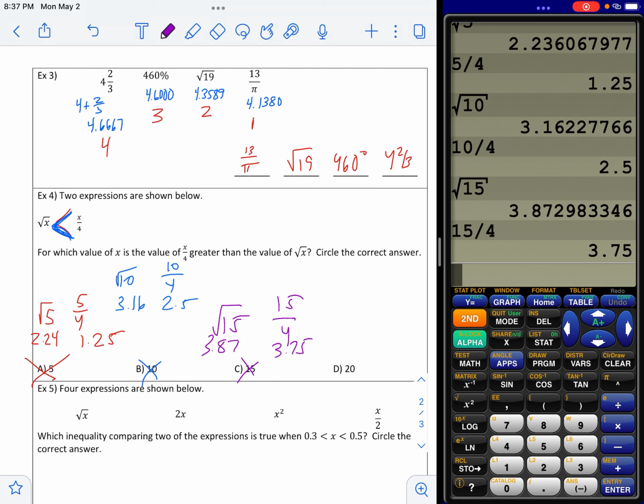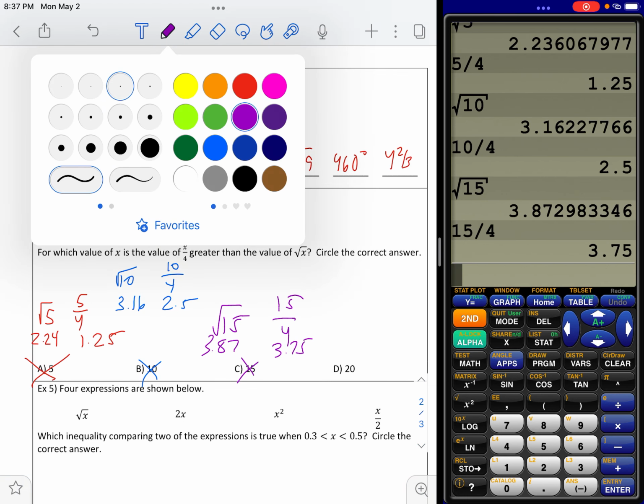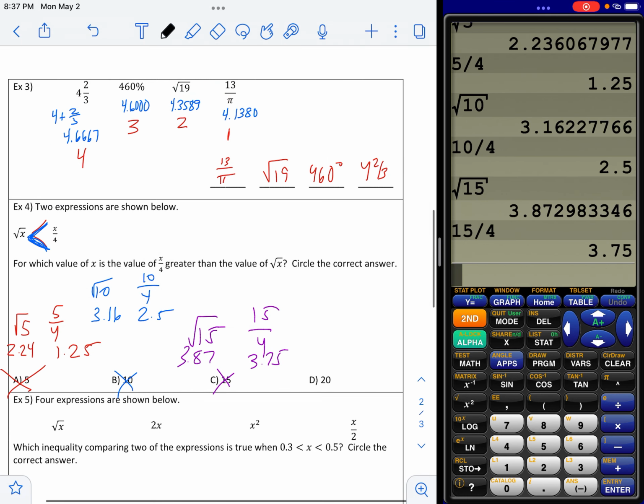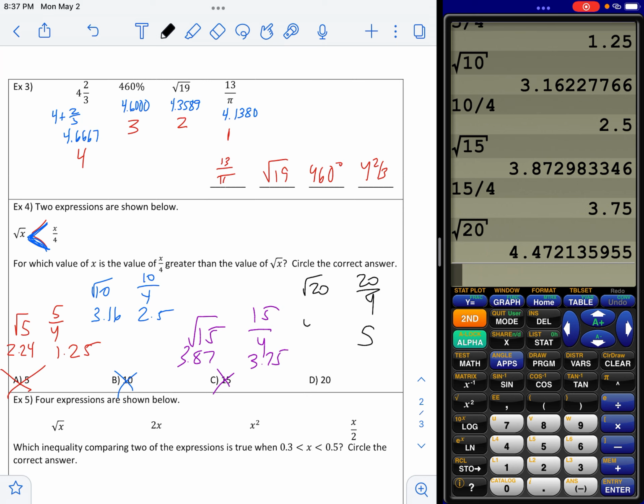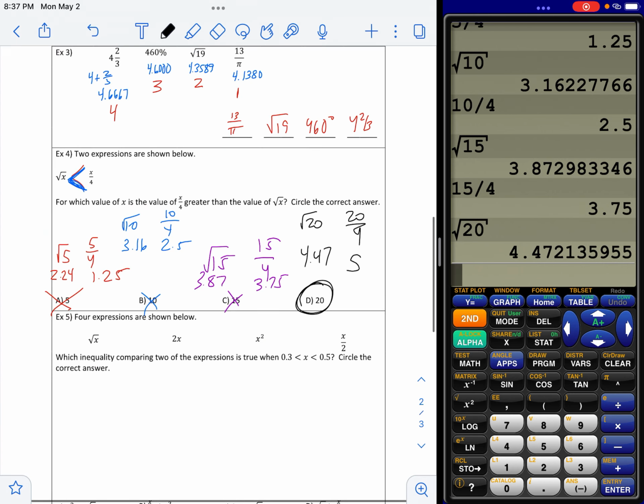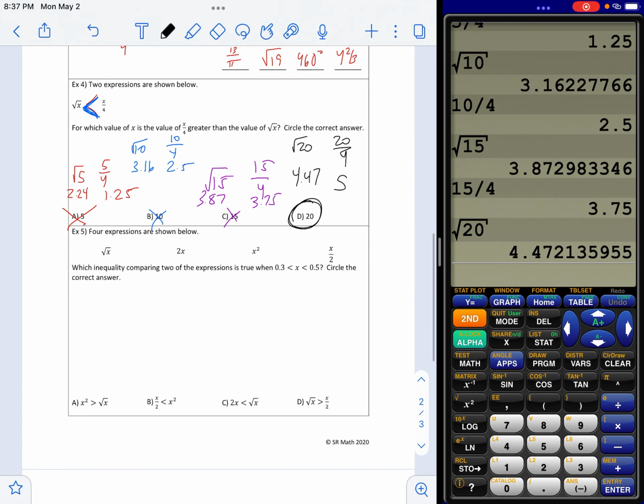So I guess by process of elimination, it better be 20, or else there's no right answer here. So square root of 20, and then 20 over 4. Well, 20 over 4 is 5. Square root of 20 is hopefully smaller than 5. And it is. It's 4.47. So that will be the winner. Little guess and check. You'll get problems like that on the Keystone where you can just type them in your calculator and get the right answer.